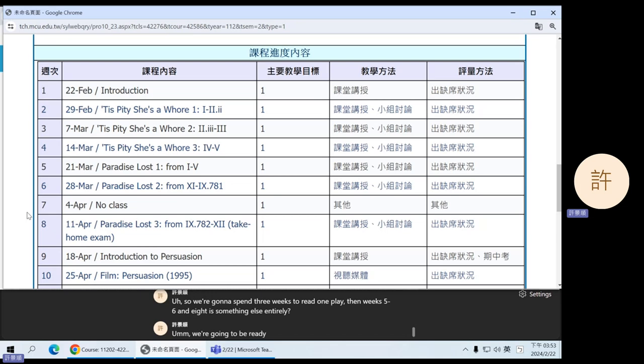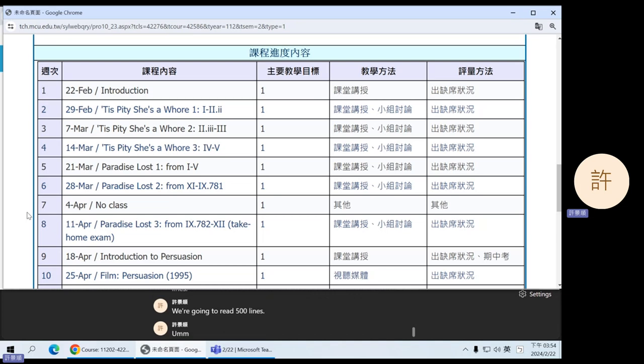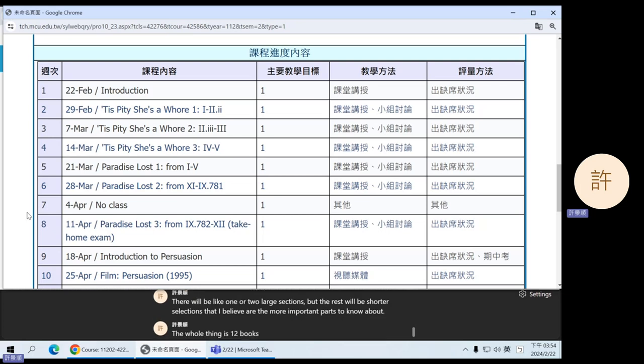We're going to be reading selections from the most important epic poem of British literature, Paradise Lost. The whole thing is like 12,000 lines, but we're not going to read 12,000 lines, we're going to read 500 lines. And it's not going to be like large, there will be like one or two large sections, but the rest will be shorter selections that I believe are the more important parts to know about. The whole thing is 12 books. So we're going to be reading a little bit from most books. We're going to skip like book 5 and book 6, some of the boring stuff.